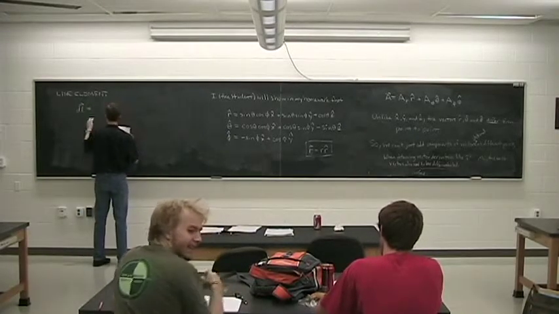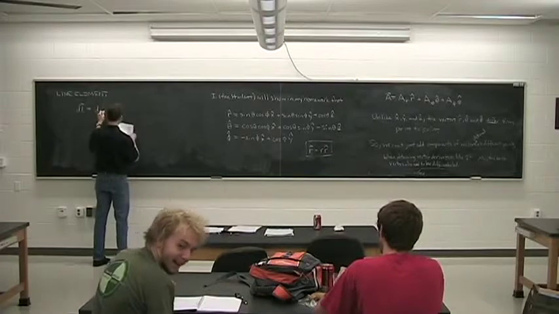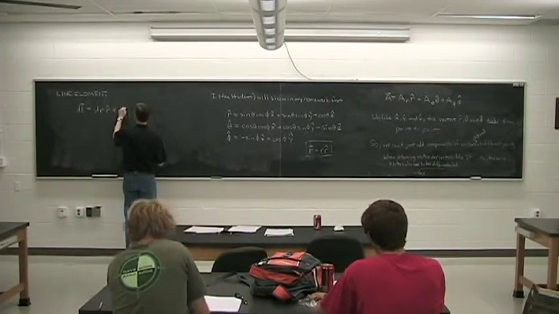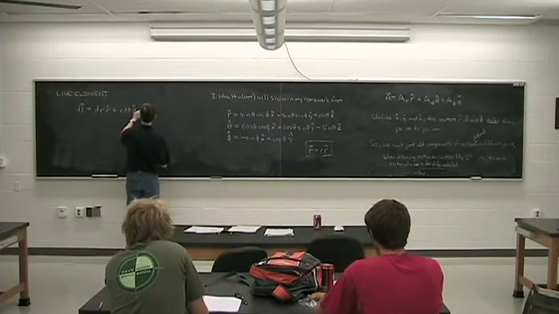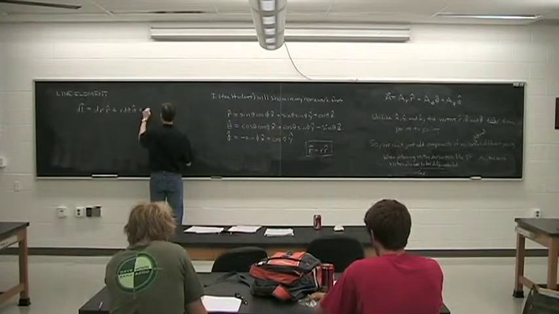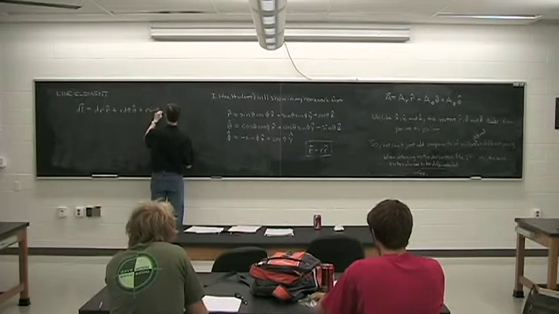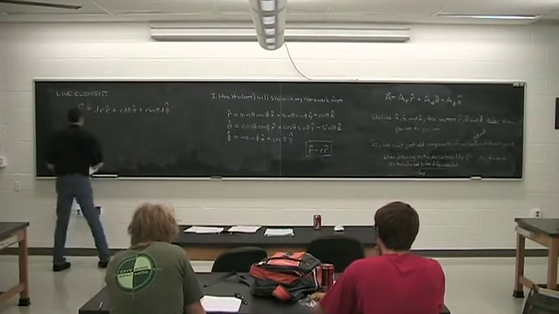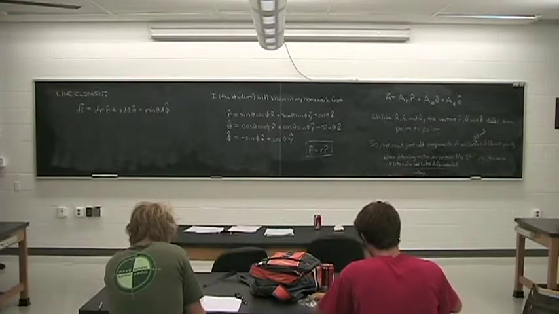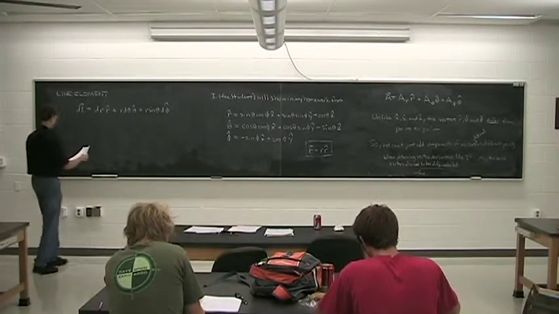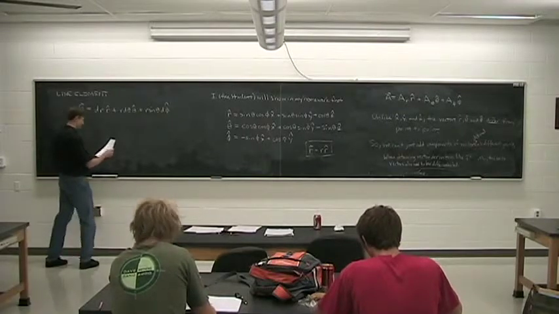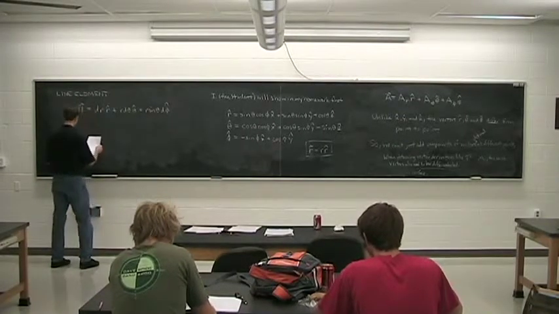The line element is dr r hat plus r d theta theta hat plus r sine theta d phi phi hat, which is something that you shouldn't need to memorize. You should be able to visualize this and figure it out.